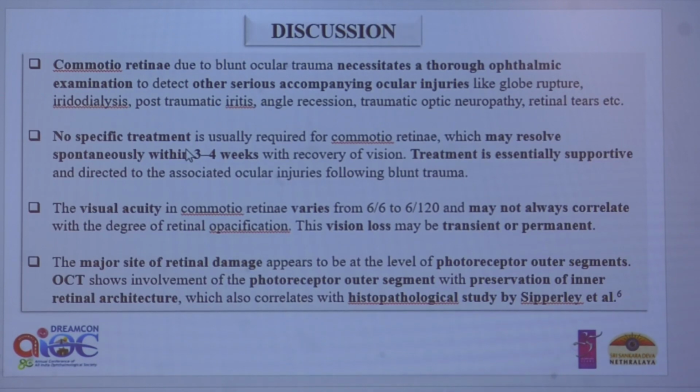Coming to the discussion, commotio due to blunt ocular trauma necessitates a thorough ophthalmic examination to detect other serious accompanying injuries like globe rupture, iridodialysis, post-traumatic iritis, angle recession, traumatic optic neuropathy, and retinal tears, etc. We know that no specific treatment is generally required for commotio retinae, which may resolve spontaneously within 3 to 4 weeks with recovery of vision. The treatment is essentially supportive and directed to the associated ocular injuries following blunt trauma. The visual acuity in commotio retinae varies from 6/6 to 6/120 and may not always correlate with the degree of retinal opacification. The vision loss may be transient or permanent.